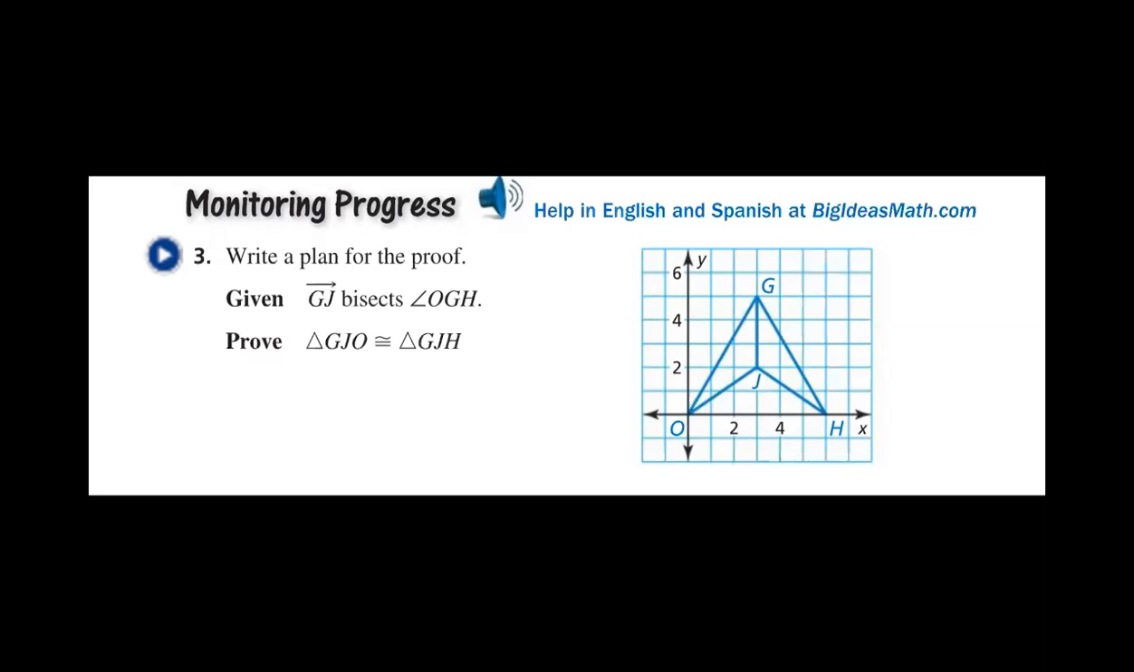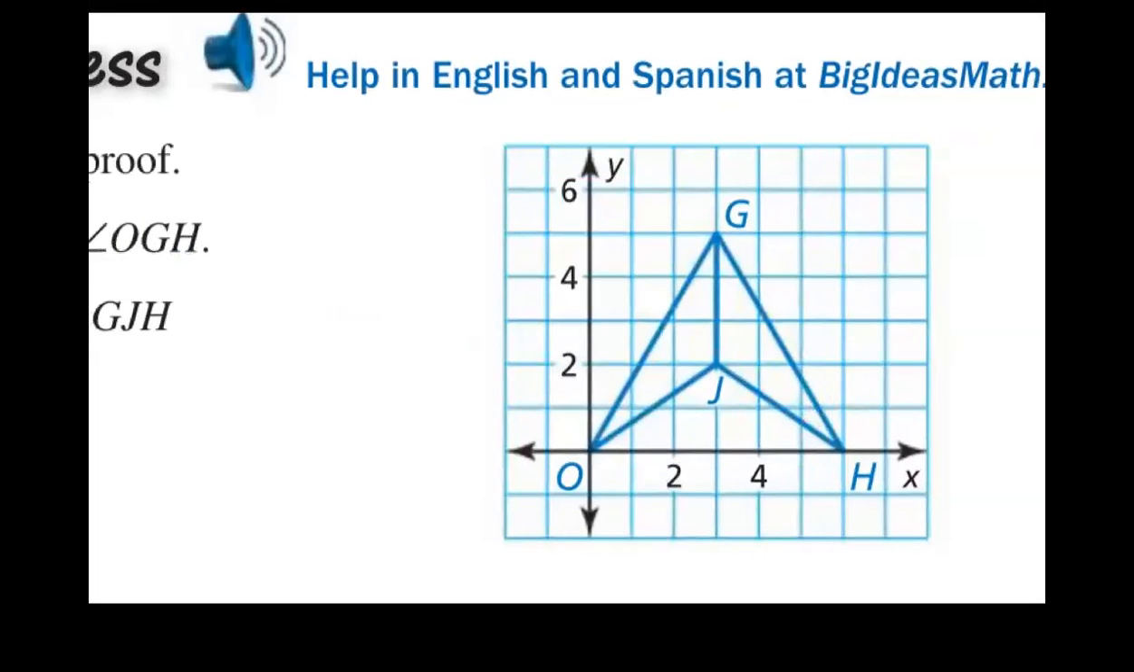So if we look at this, it's given that GJ bisects angle OGH. So if we see that, oops, sorry. Still getting used to this. First day I've used this fancy stuff here.